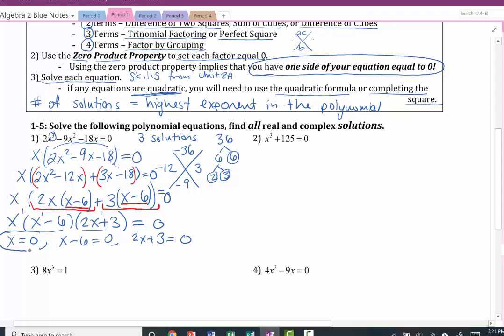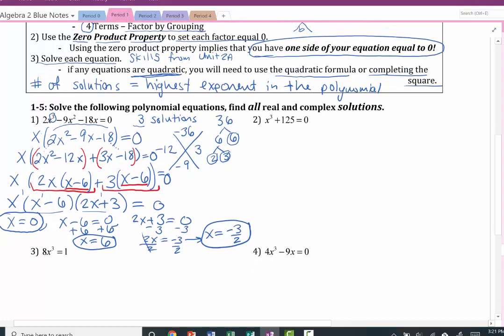So one solution is just x equals 0. That one's done. This solution would be x equals 6. That's my second one. And then this one here, I just have to subtract 3, divide by 2, and I get x equals negative 3/2 as my third solution. I knew that there would be 3 because of the highest exponent, so I was thinking there might be 3 factors, and then sure enough there were, and each one of them led to one of my answers.